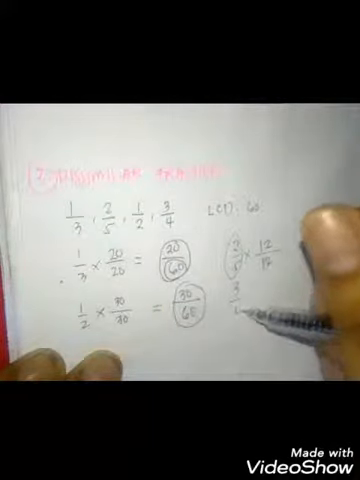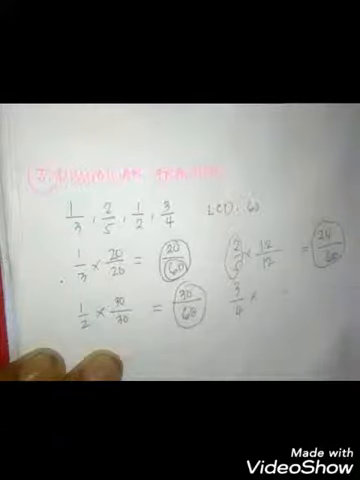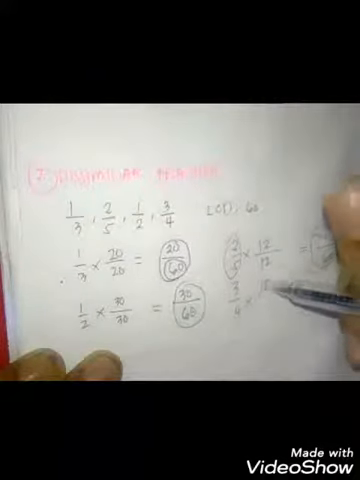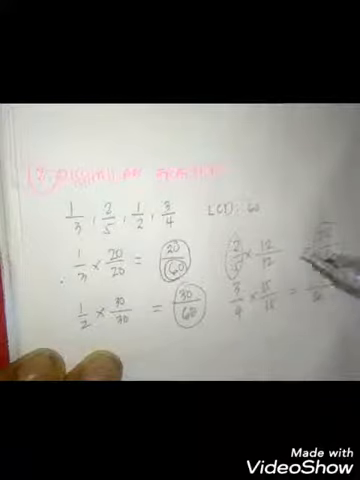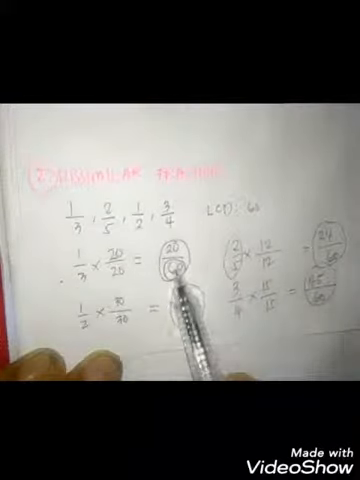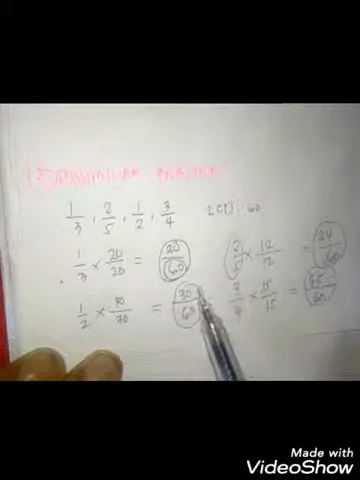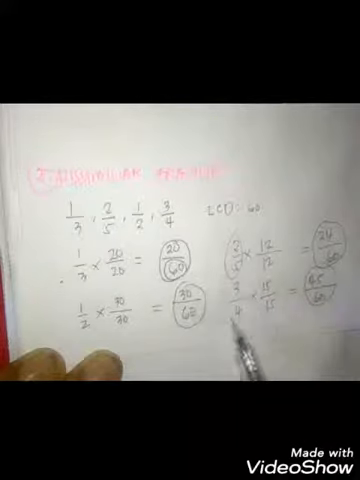Let's move on to 3/4. You have to multiply both numerator and denominator by 15 over 15, so that the denominator is 60. So 3 times 15 is 45, and 4 times 15 is 60. Now, as you can see, the equivalent fraction of 1/3 is 20/60, 2/5 is 24/60, 1/2 is 30/60, and 3/4 is 45/60.